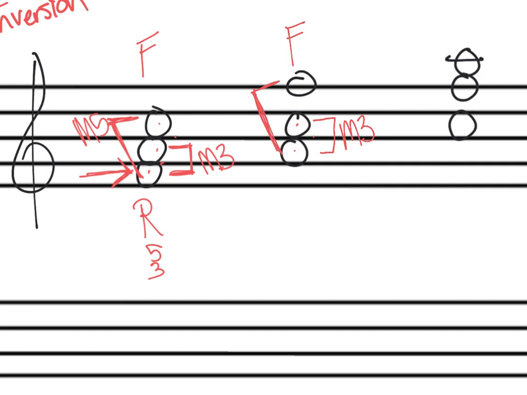Now because F is on the top line and not the first space, the spacing is going to be different. So you have F to G to A, B, C, D, E, and F. So then you have a major sixth chord. This is what we call our 6/3 chord, or our first inversion.